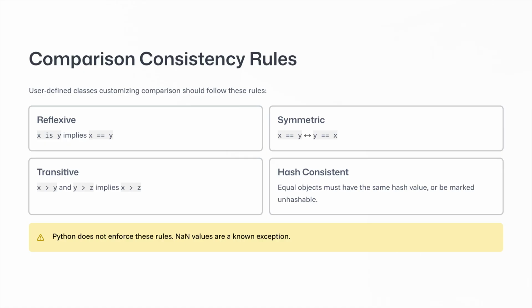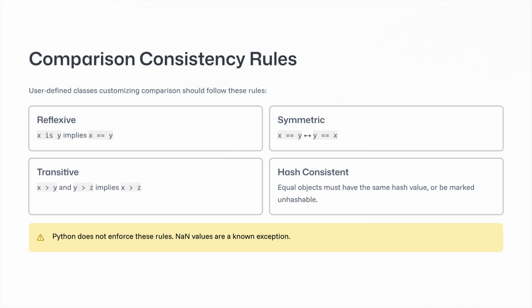If you're implementing comparison methods on a custom class, there are four rules to follow to keep things consistent. Reflexive. If x is y, then x equals y must be true. Symmetric. If x equals y, then y equals x. Transitive. If x is greater than y, and y is greater than z, then x is greater than z. And hash consistent. Equal objects must have the same hash value or be marked unhashable by setting dunder hash to None. The warning box is important.